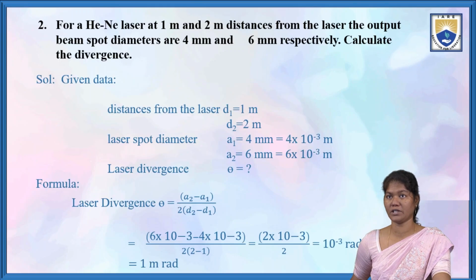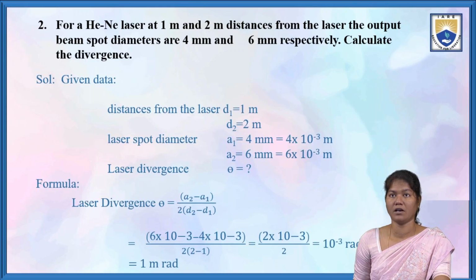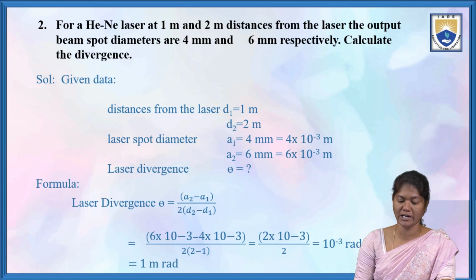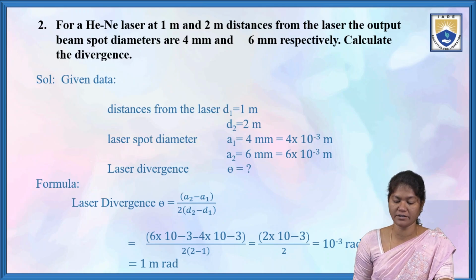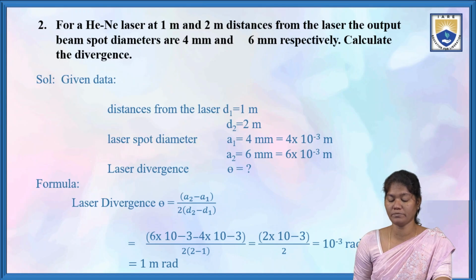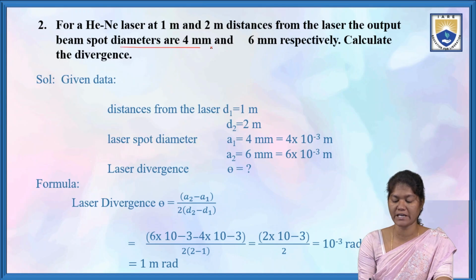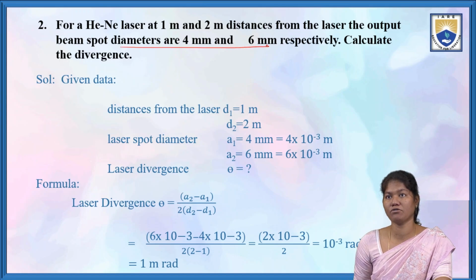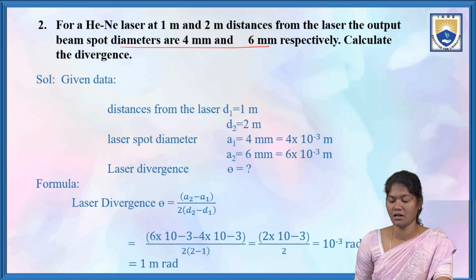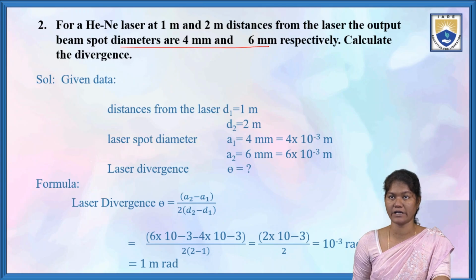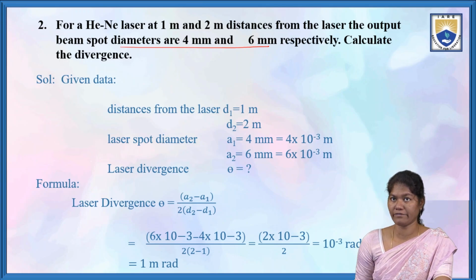Next, we shall go to the next problem. For a helium neon laser, at 1 meter and 2 meter distances from the laser, the output beam spot diameters are 4 millimeter and 6 millimeter respectively. Calculate the divergence.